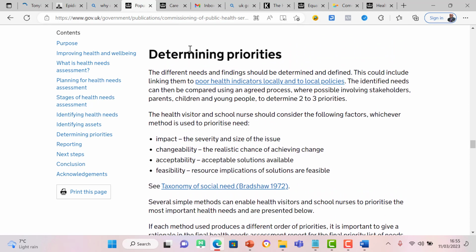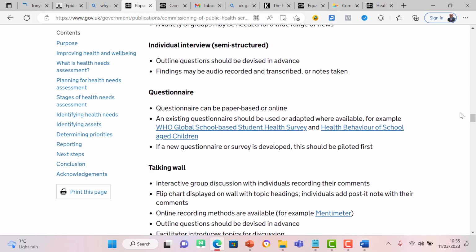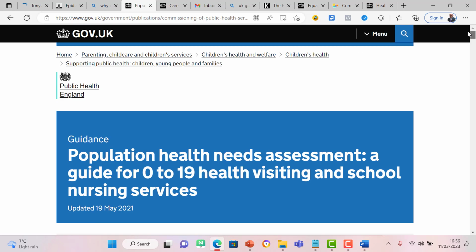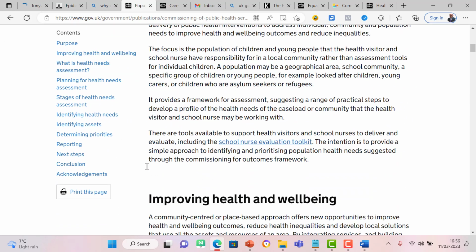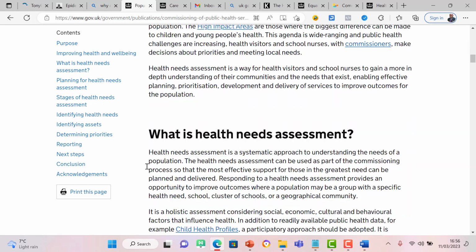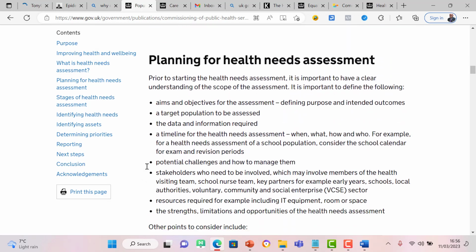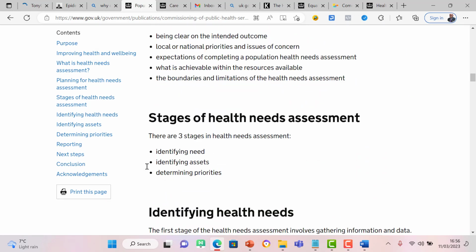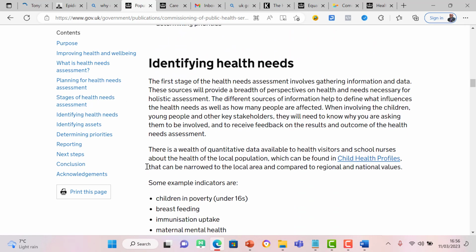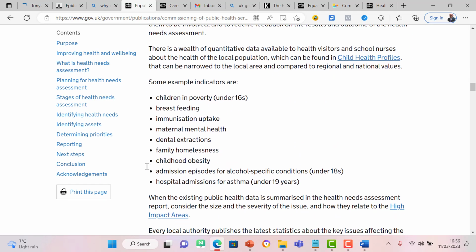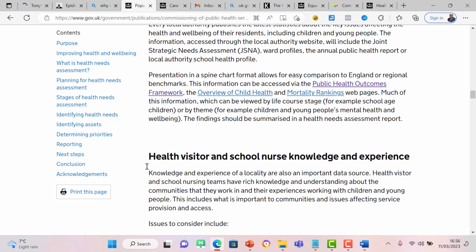So this is the gov.uk website. I think the title of this page, you can Google it, is Population Health Needs Assessments, a guide for 0 to 19 health visiting and school nursing services. If you type this in Google, you'll get to this page. Now you need to read it so that you see how you can prioritize using a point-based system.